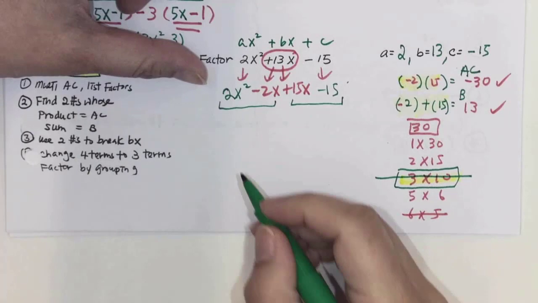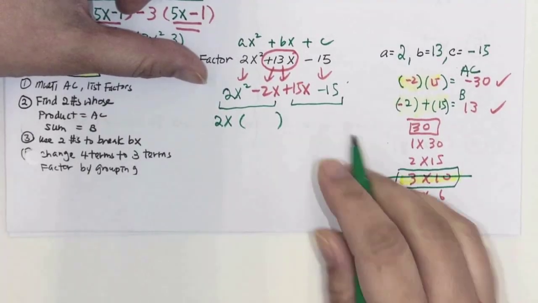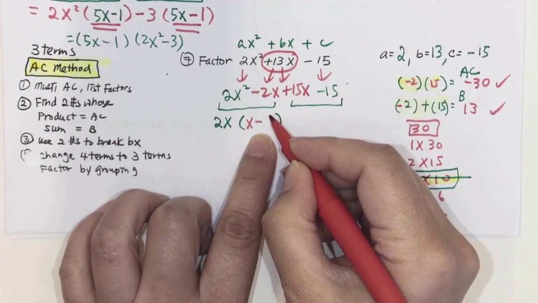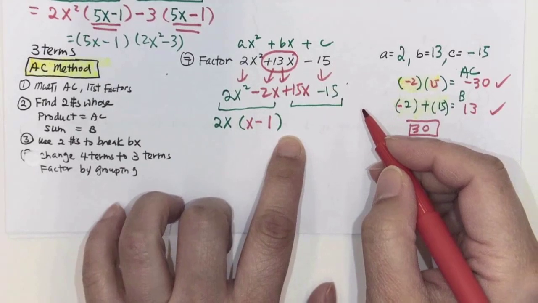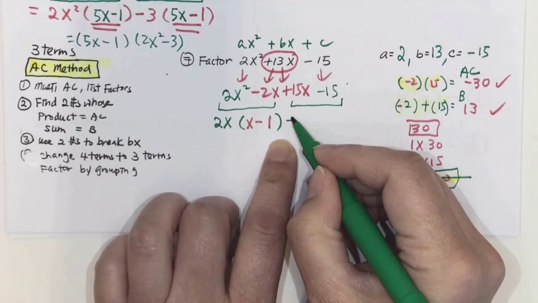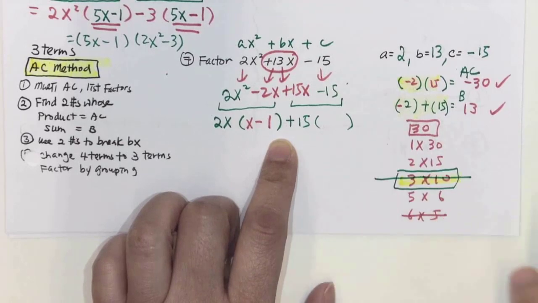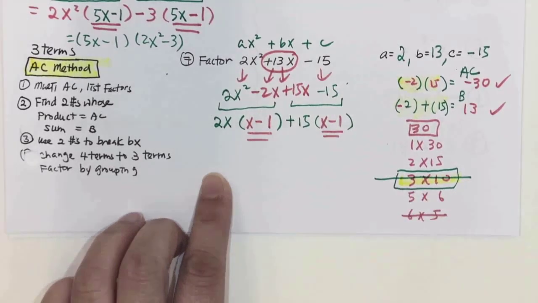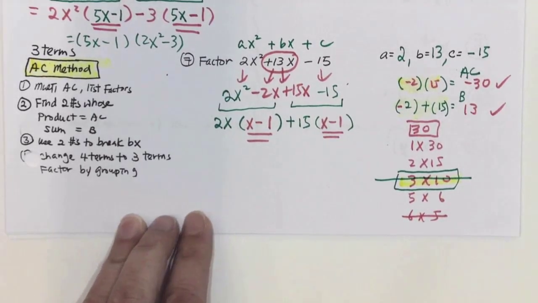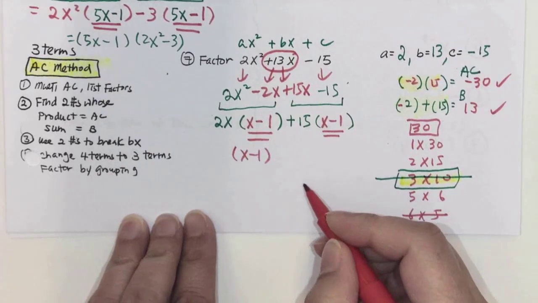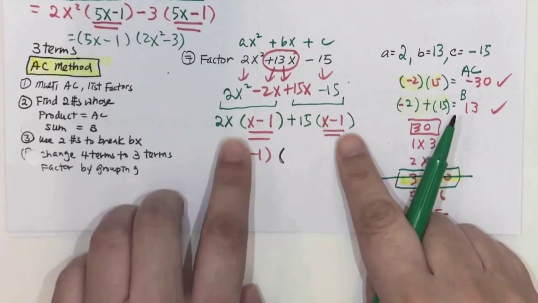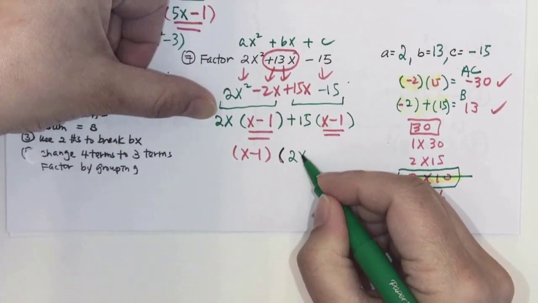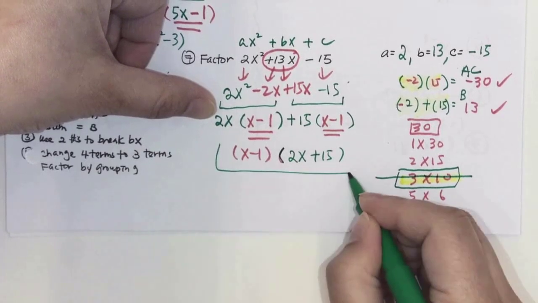So if we're trying to do 2 terms at a time, the first 2 terms we can pull out 2 and also x, and then inside you're going to have x minus 1, right? And the last 2 terms we have what in common? Plus 15, so inside we'll have x minus 1 again. So again, they should match, right? If they don't match, you did something wrong. The common factor is x minus 1. The other one would be, okay, you pull out x minus 1, you still have plus 15. 2x plus 15.